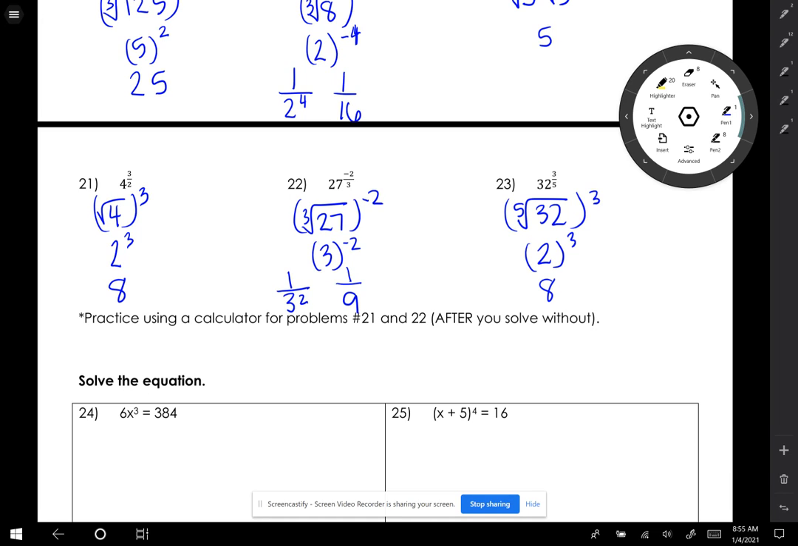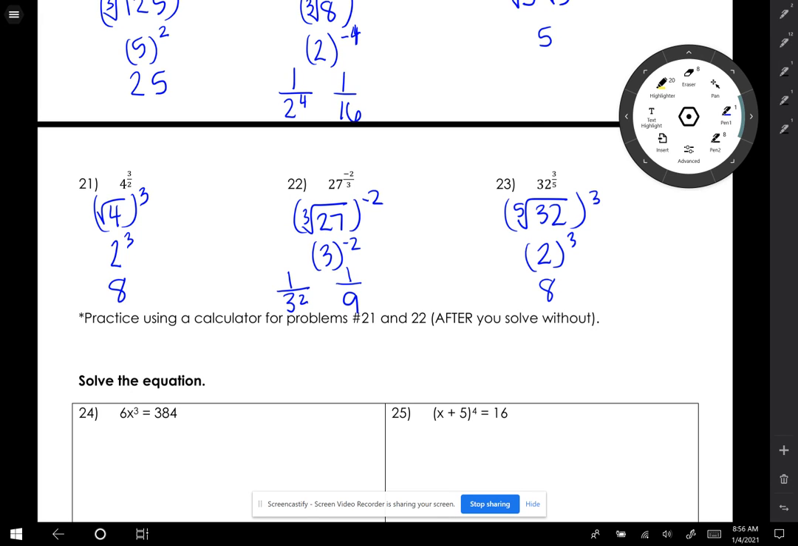Now on your test, you will need to know how to do these without a calculator. However, it's also good to have the skill of being able to use a calculator to solve them. So go ahead and practice 21 and 22 on your own with a calculator. If you have any troubles with that, make sure you talk to your teacher so that they can problem solve with you and fix any issues you have using a calculator on those problems.